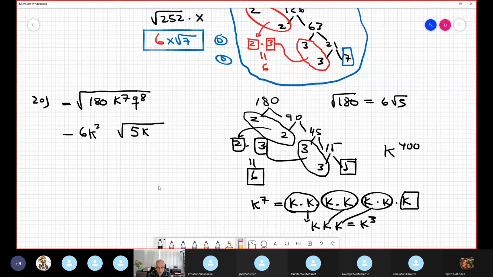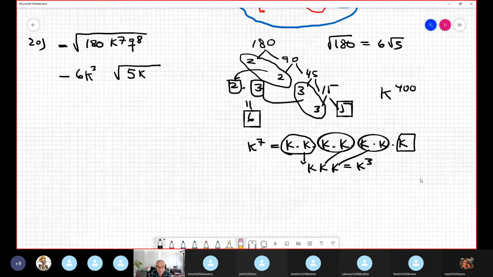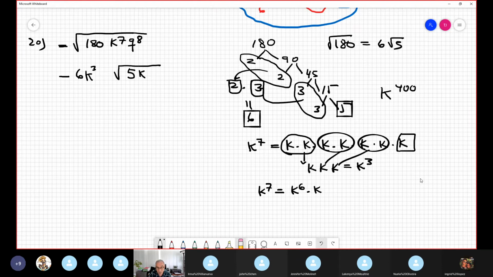No. There's one shortcut to avoid this situation. You take K to the 7. And you try to find the even number close to 7 but down. K6. So K6 and K1. One is in. When you compute the square root of this, the even exponent is divided by 2. So it's K3 and the square root of K is staying here. Do you see that?